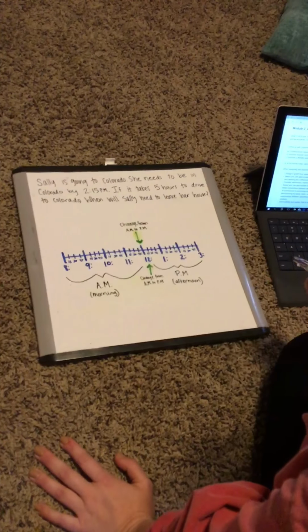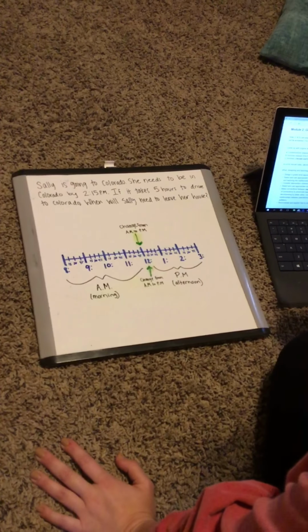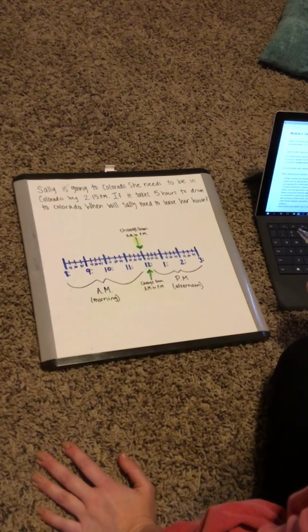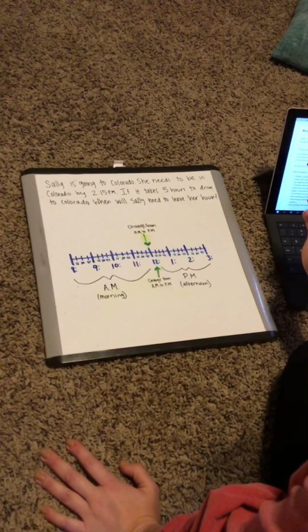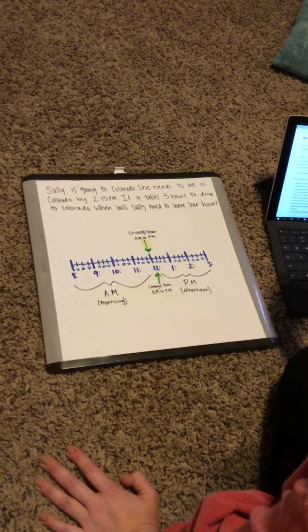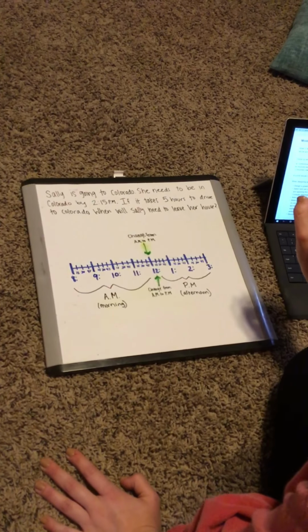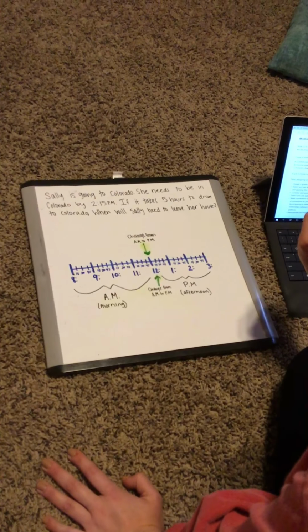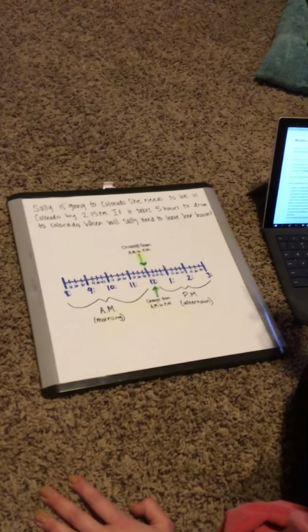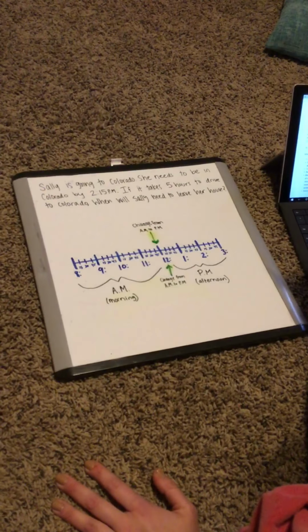Okay, so today I'm going to be doing a mini lesson about counting time using the Make 60 approach. What we're going to do is start out with our word problem. Sally is going to Colorado. She needs to be in Colorado by 2:15 p.m. If it takes 5 hours to drive to Colorado, when will Sally need to leave her house?